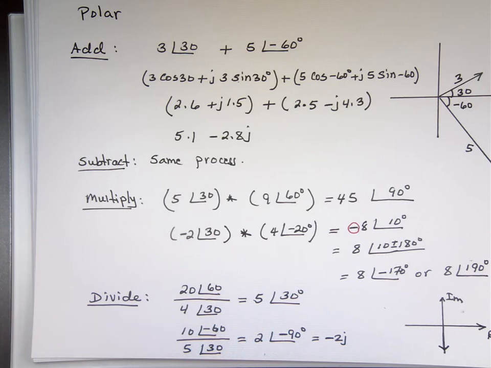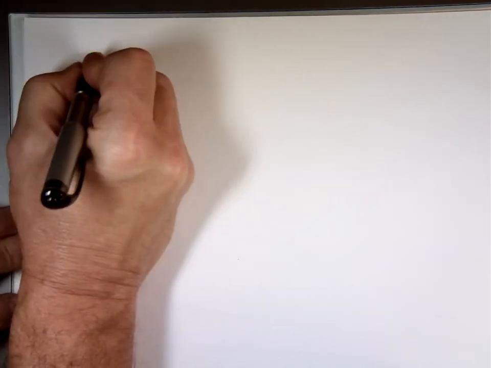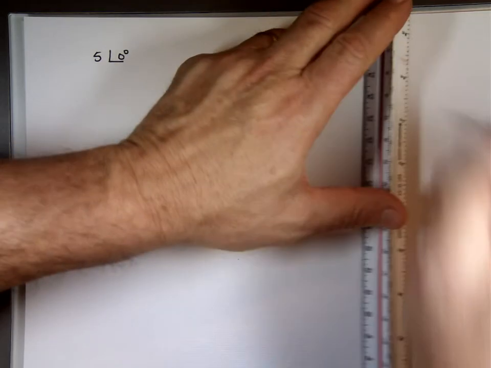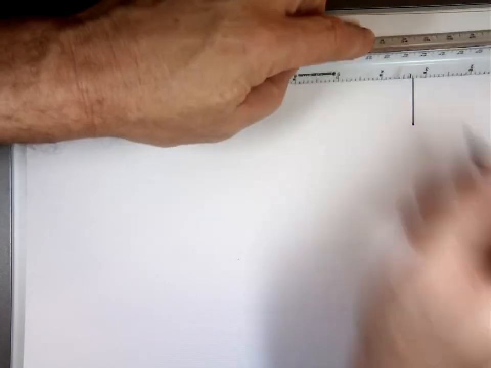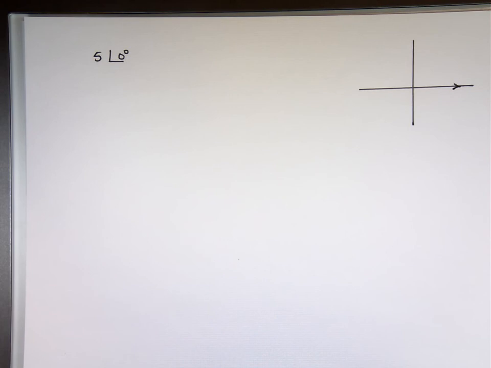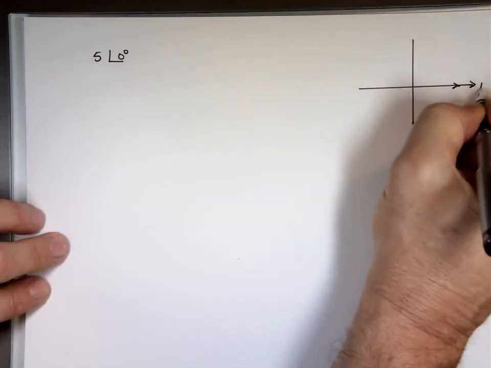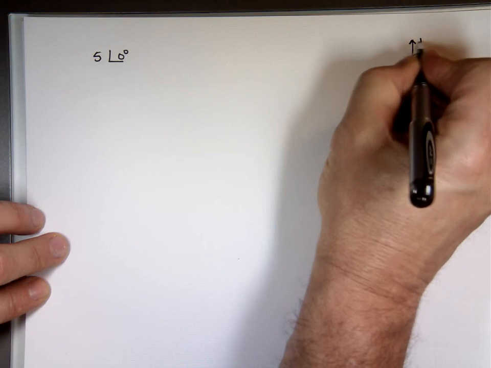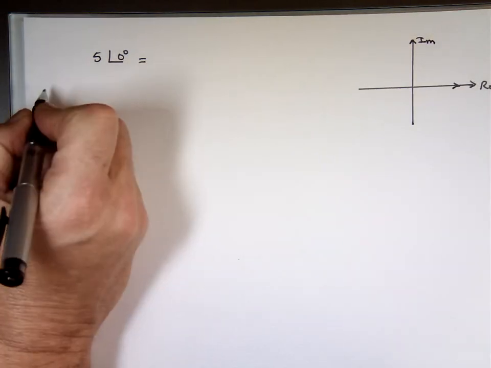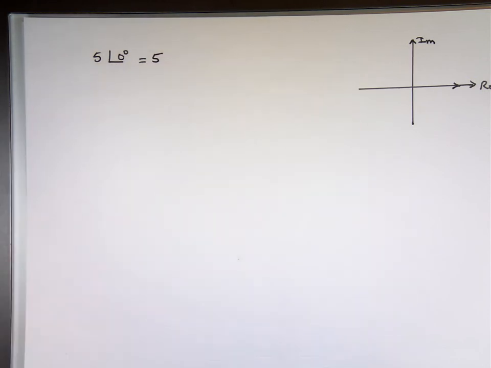There's a few of them like this you'll see. You'll see me quickly just change them. And that is if I have 5 angle 0. Again, what is that? It's a vector in this direction. This is the real, that's the imaginary. So you can write that as what? Just 5. There is no imaginary portion. It's on the real axis.